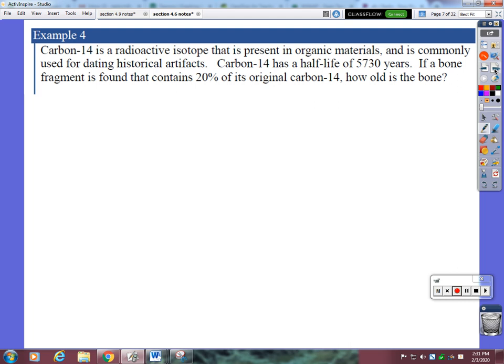How much did the bone fragment start with? 100. Kind of. How much does it have left now? 20. And then it loses a half or whatever every 5,730 years. Okay, so there's our equation. Right, so divide both sides by 20.